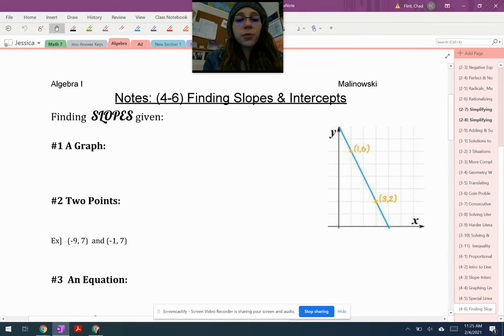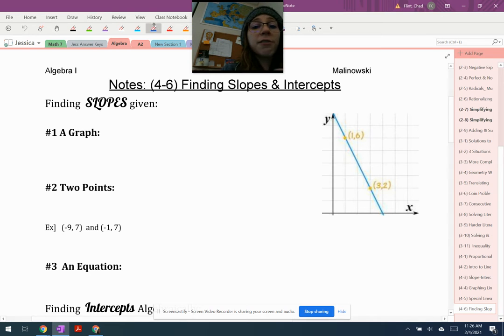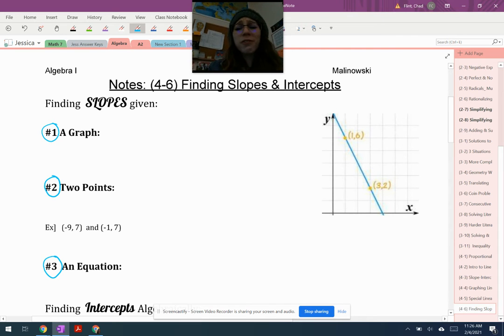Okay, so these are the notes for 4-6, finding slopes and intercepts. In this first chunk we're going to look at finding slopes given these three different situations: given a graph, given 2 points, and given an equation, which we've kind of already started looking at.